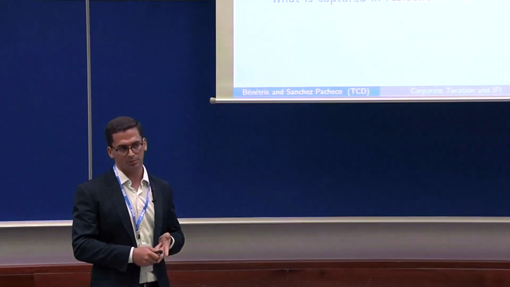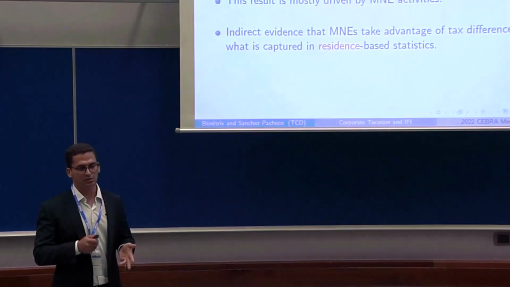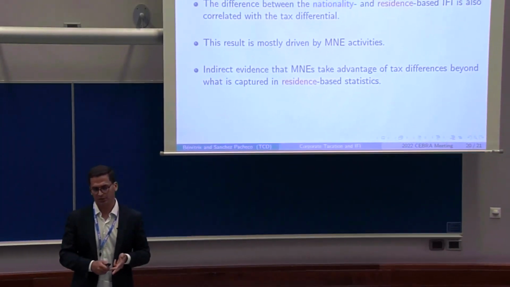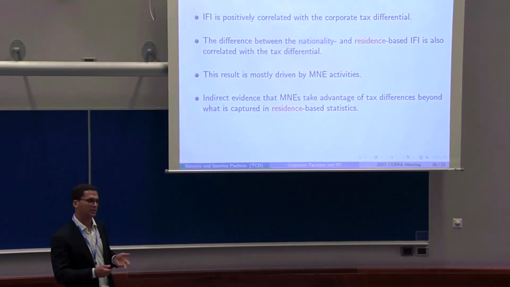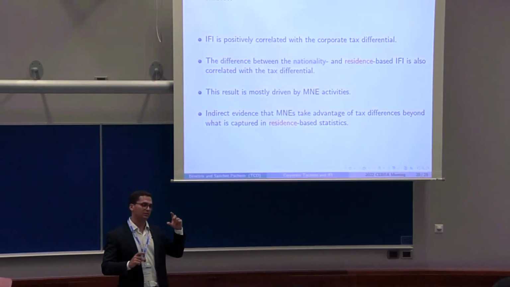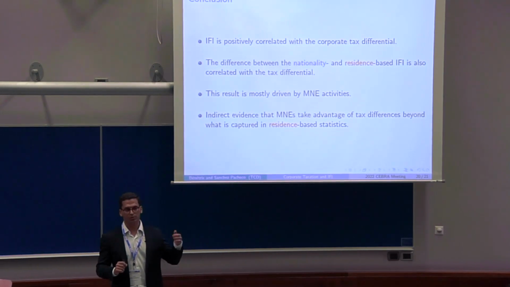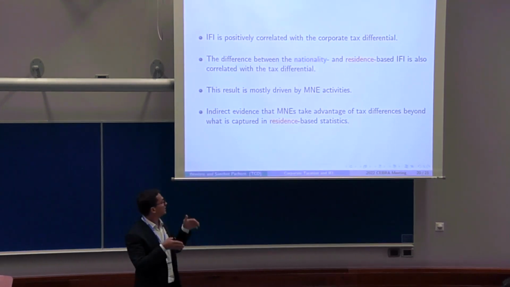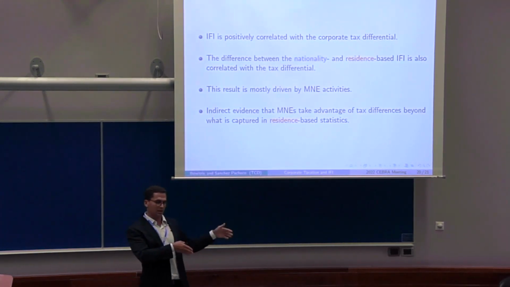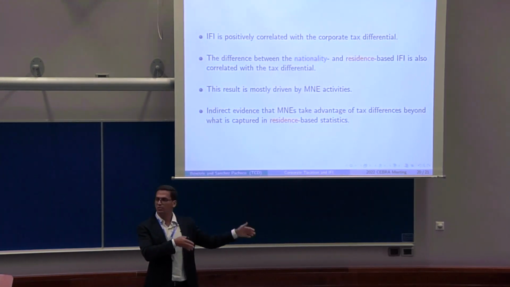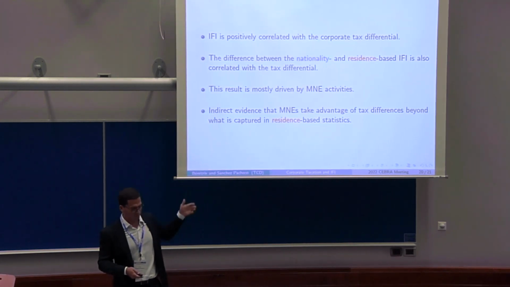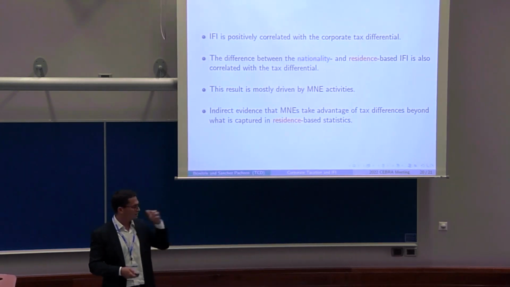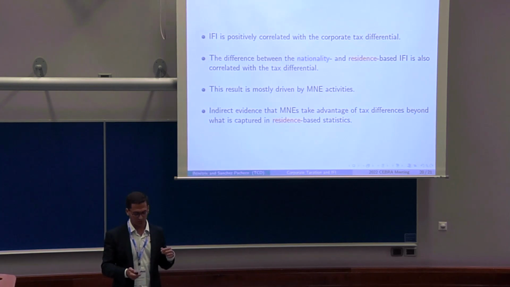So to conclude, I find that IFI is positively correlated with the corporate income tax differential. That's true under both approaches. The difference is also positively correlated with the corporate income tax differential, indicating that the part not captured by the residence-based approach is also positively correlated with the corporate income tax differential. When we zoom in, we see that this result is mostly driven by MNEs, or the activities of multinational enterprises, which we interpret as indirect evidence that they take advantage of these differences in corporate taxation.